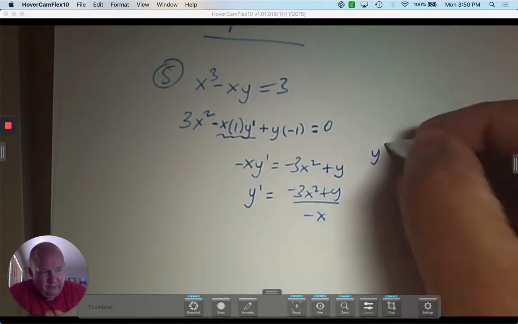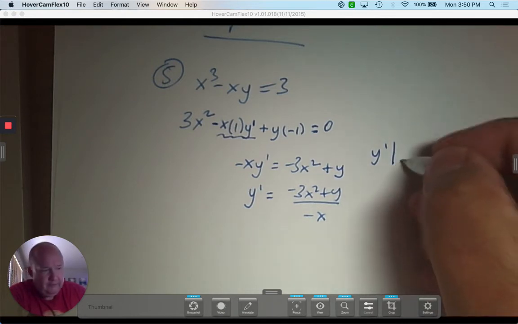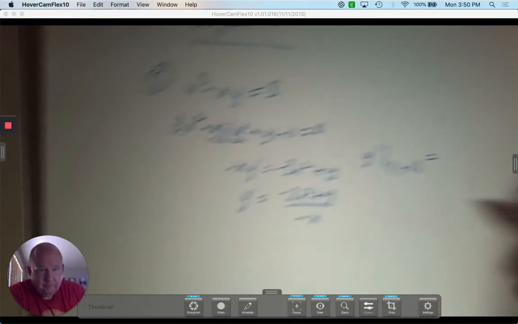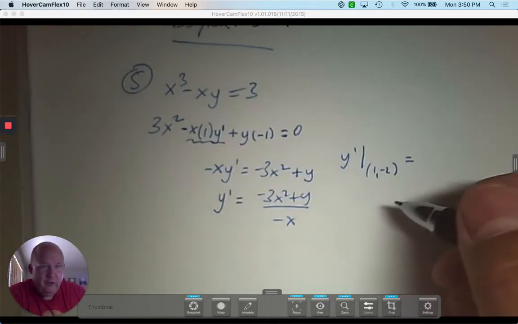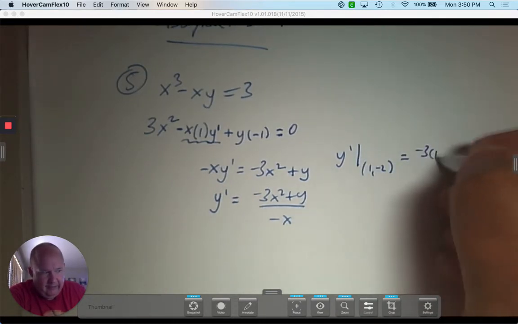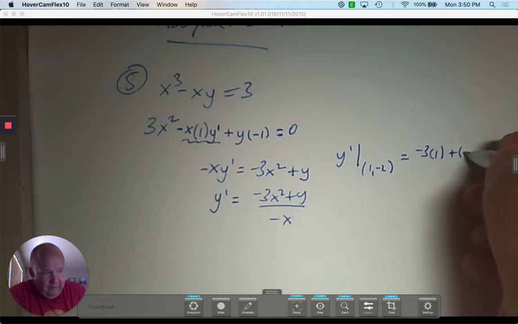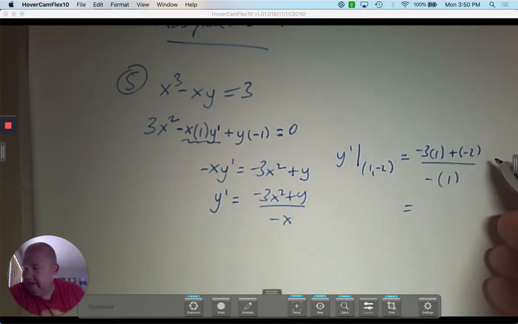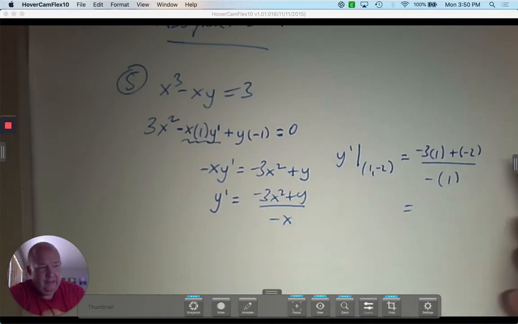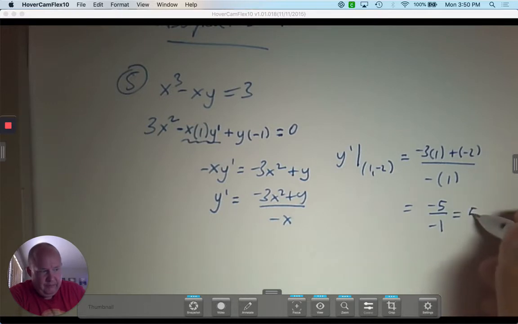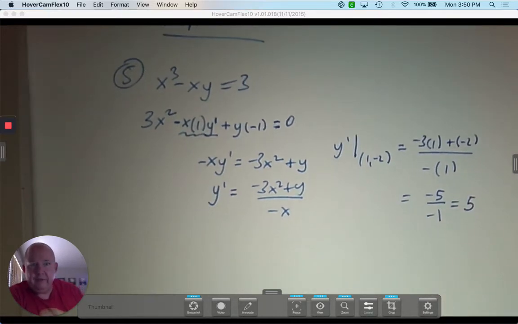Then the next part said, okay, find the derivative at 1, -2. One way to show that is to draw a line and then write down what you're substituting in. So where there's an x will be 1, and the y is going to be -2. And then simplify this. So this is -3 and -2, so that's -5. And then when you divide it through, the value of the derivative there is 5.